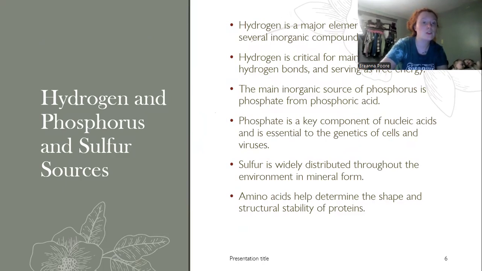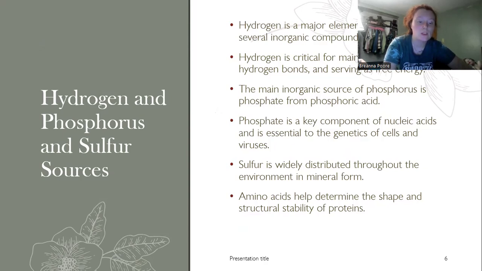Hydrogen, phosphorus, and sulfur sources. Hydrogen is found in all organic and many inorganic compounds. It is important for maintaining the pH, forming hydrogen bonds, and serving as a source of free energy.